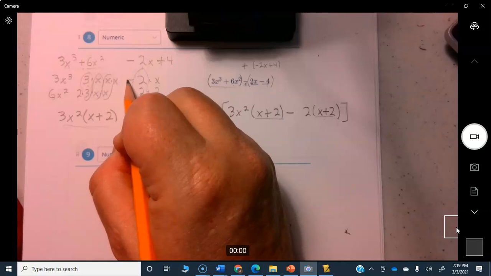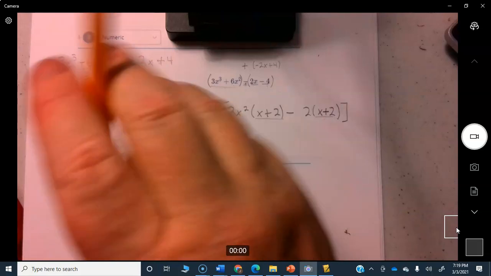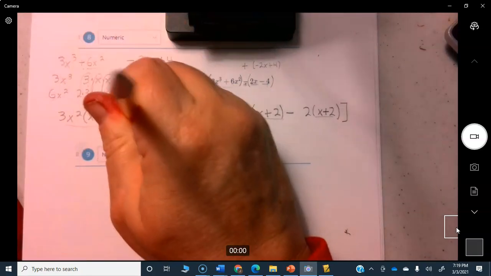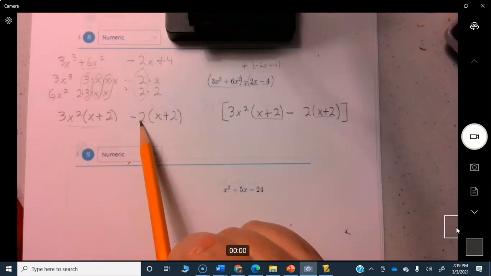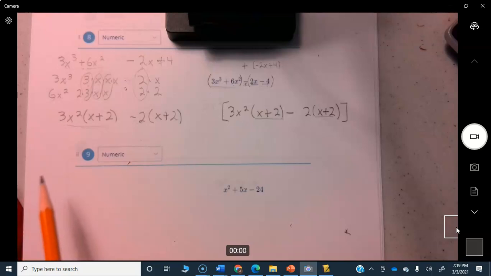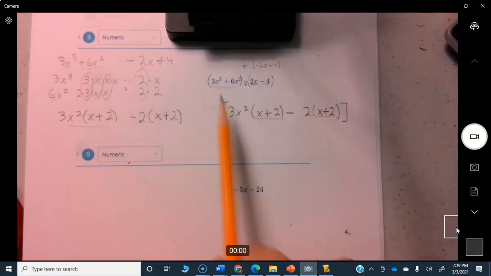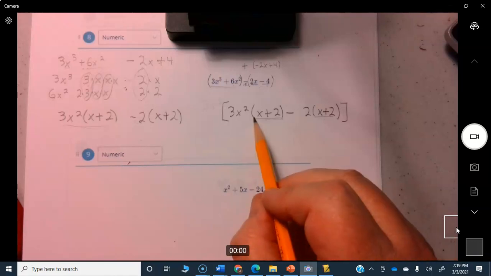and what I can do is just put the 2 down there, put the negative sign in front of it, and then this is x plus 2. Okay, so anyway, you end up with that. Just remember, when you do these, the two have to be exactly the same. It can't be x plus 2 and x minus 2. You just can't do that.